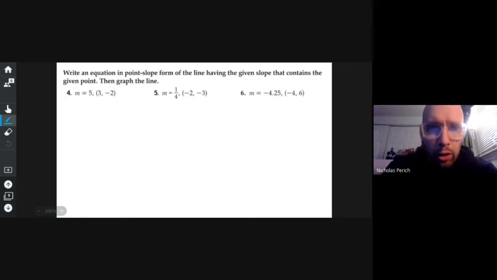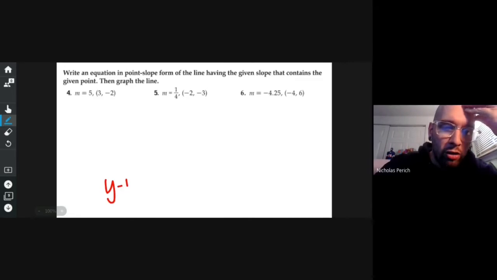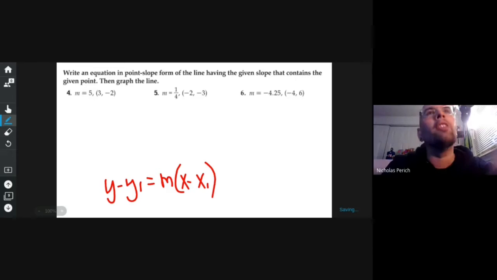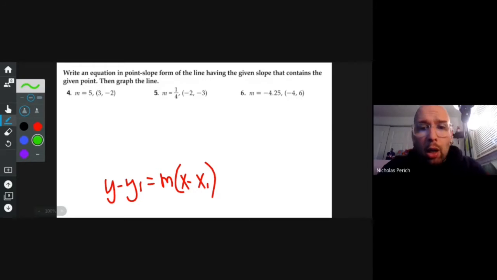All right, write an equation in point slope form of a line having the given slope that contains the given point, then graph the line. So point slope form is y minus y sub 1 equals slope times x minus x sub 1. Holy cow, Mr. Perich, did you memorize that? Yes. And so should you. M is the slope. Just like it always is, M is the slope. Because whenever you think of slope, you go, slope. The point, as usual, is x sub 1, y sub 1.